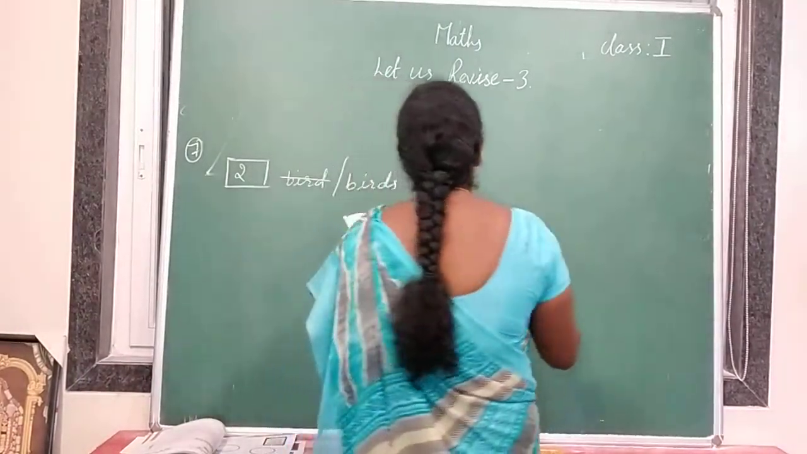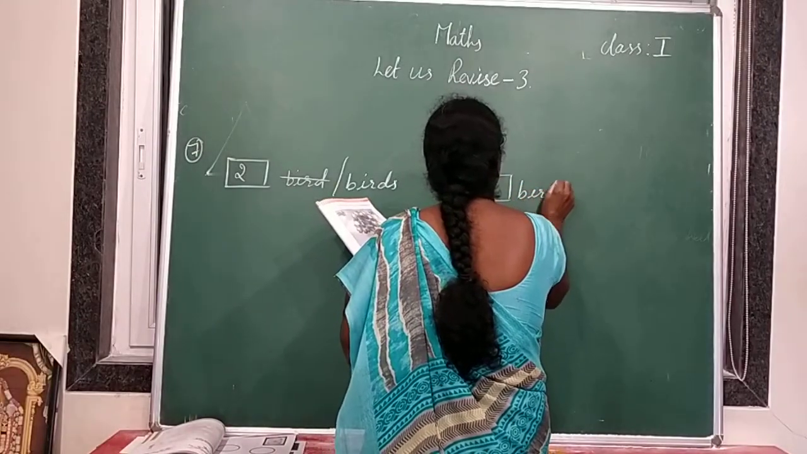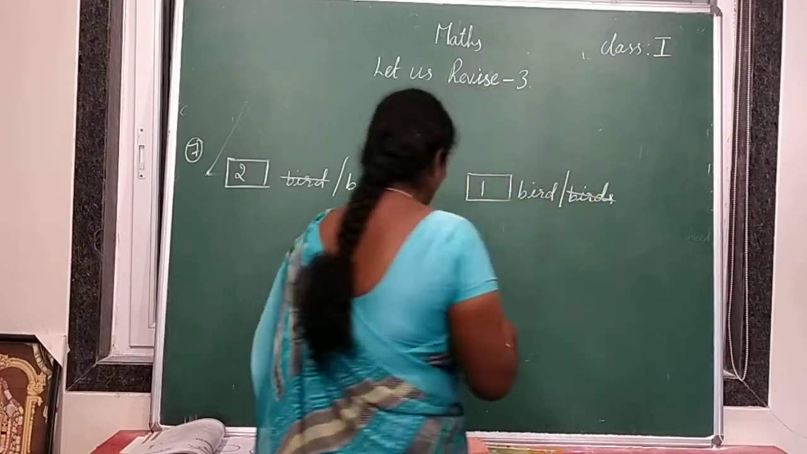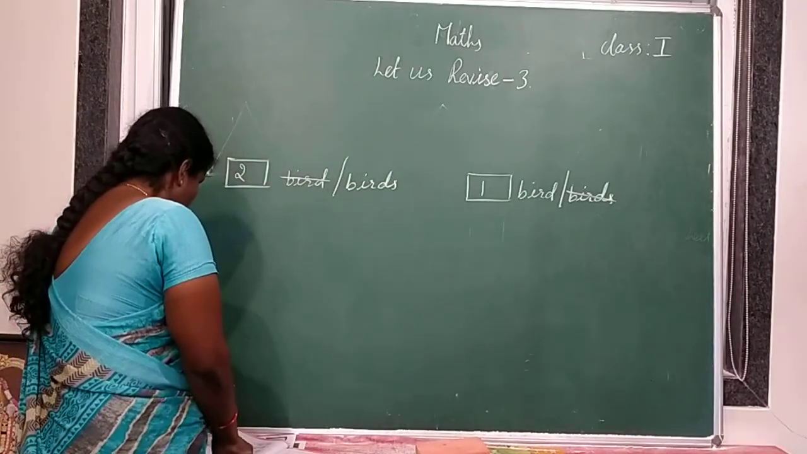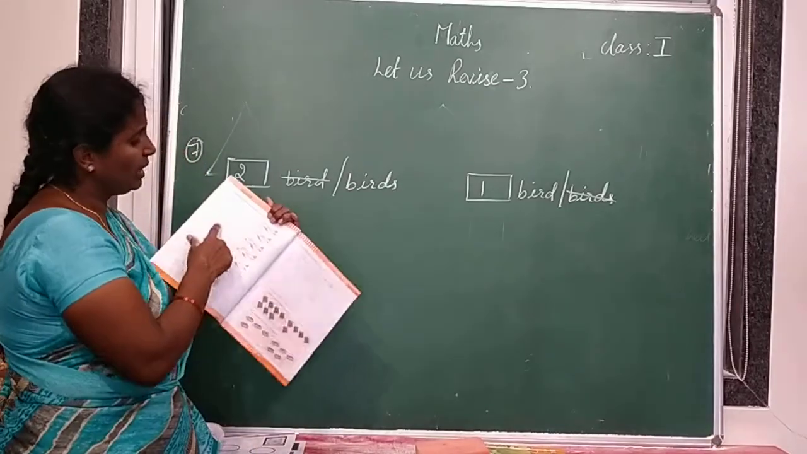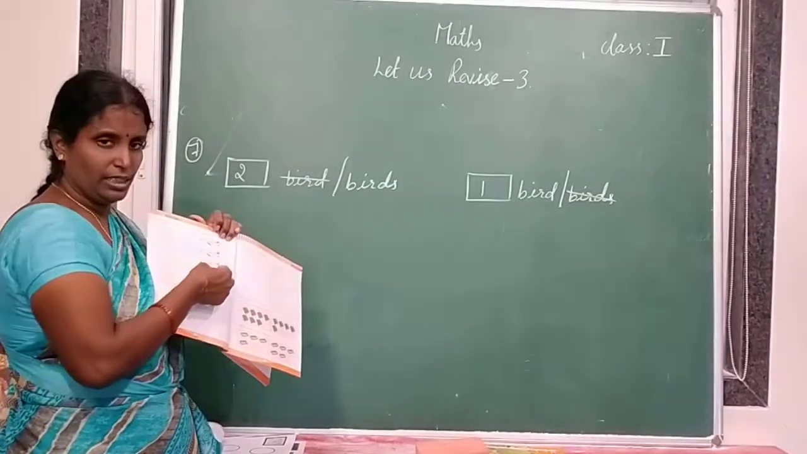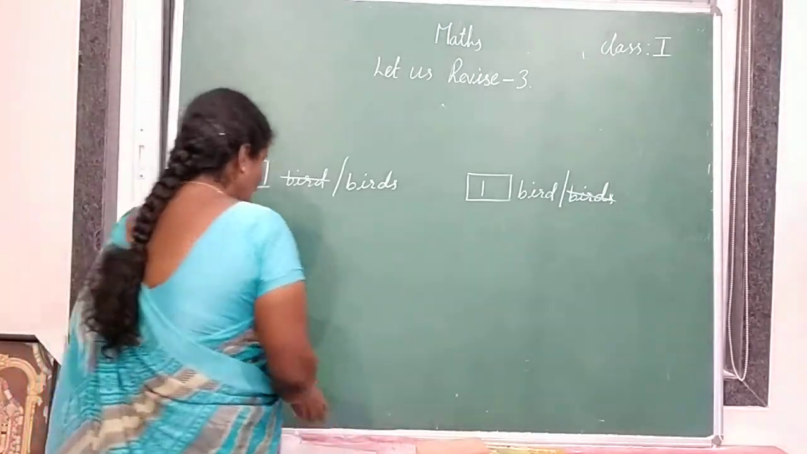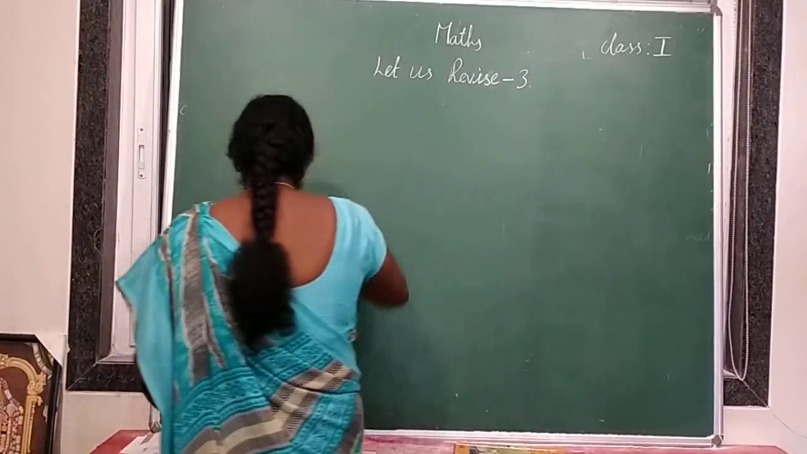And next, in the second picture, how many birds are sitting on the branch? Only 1 bird. So 1 bird. Strike off birds. Understood? Next, match the numbers with their number names. Here numbers and number names are there. On one side numbers are given and on another side number names are given. We have to match these numbers with their number names.